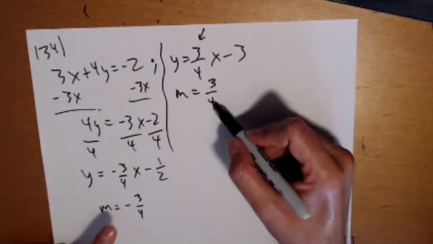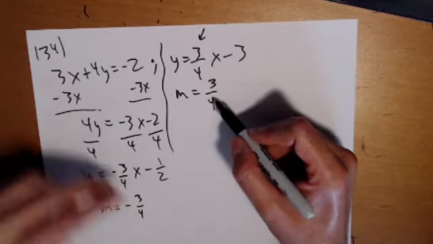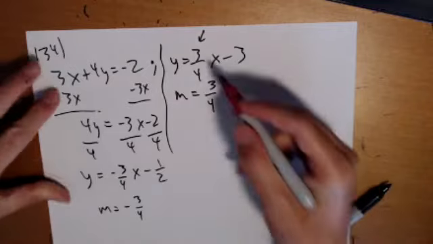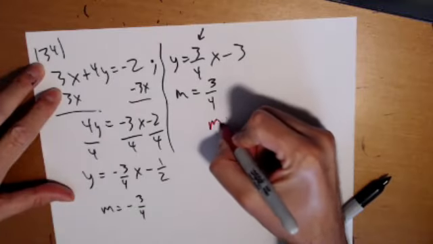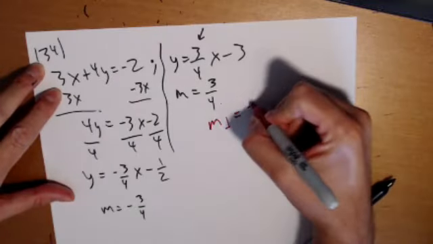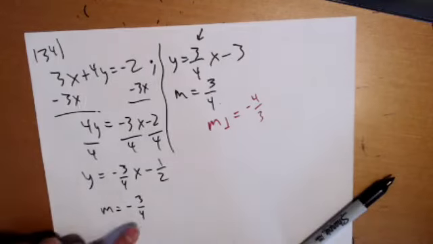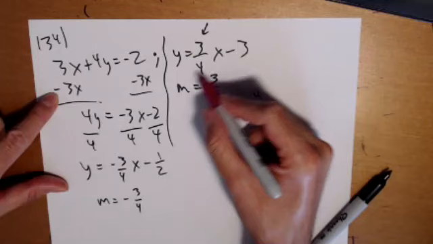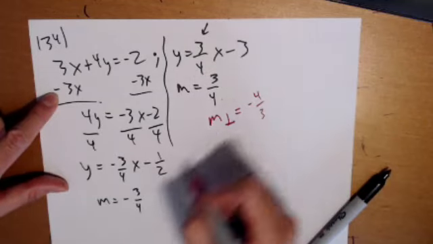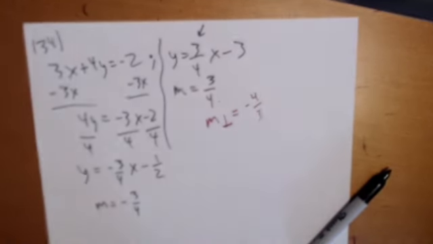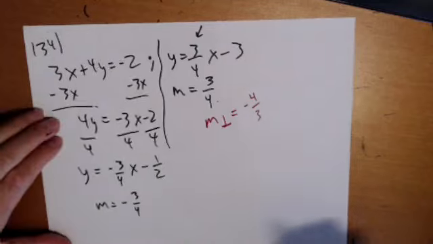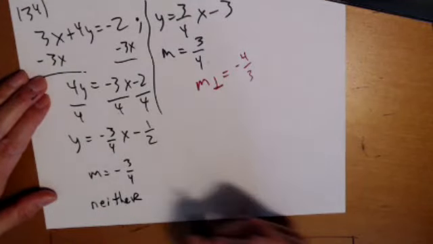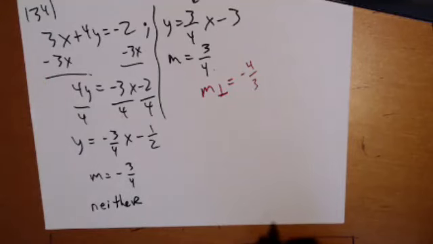Now, they're opposite signs, but they're not reciprocal. So if there was something perpendicular to this 3/4, it would have been -4/3. You see how that's not -4/3? So these two are not parallel and they're not perpendicular. So we would just say neither. Not perpendicular, not parallel.